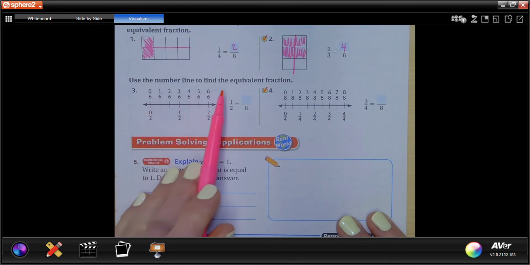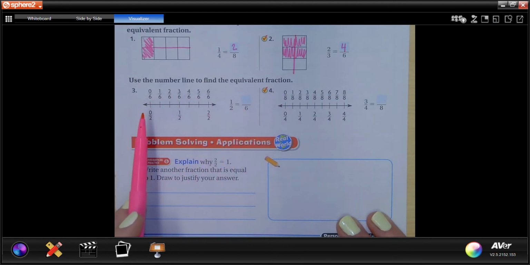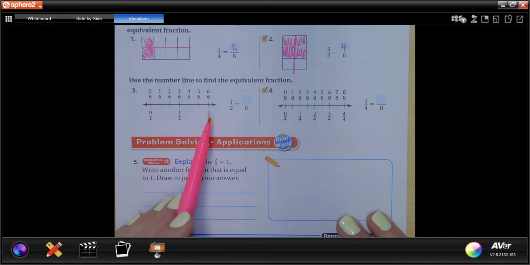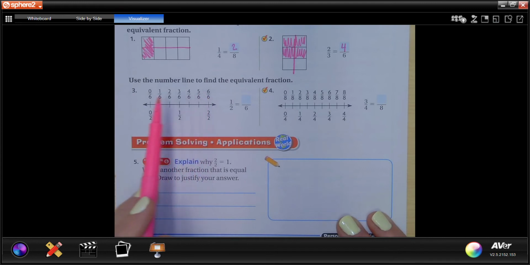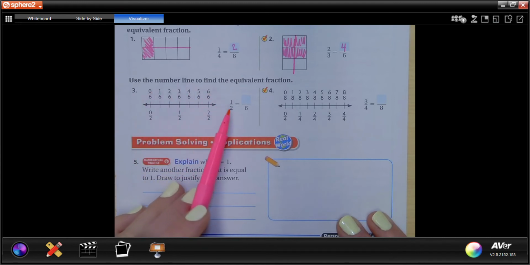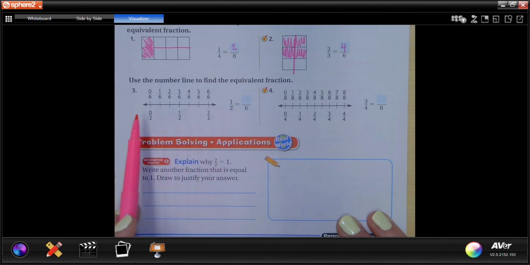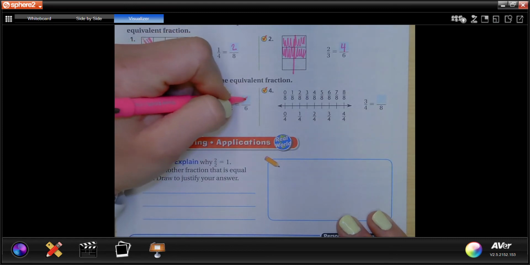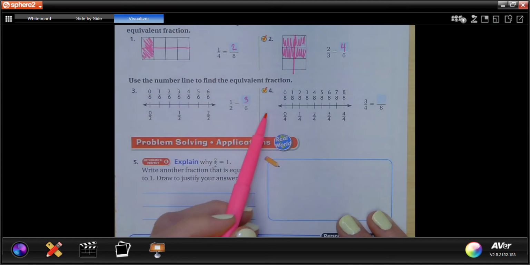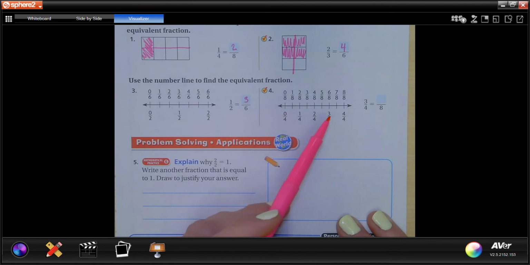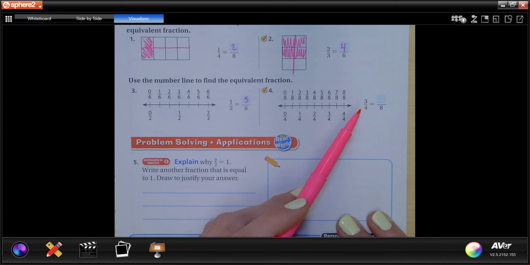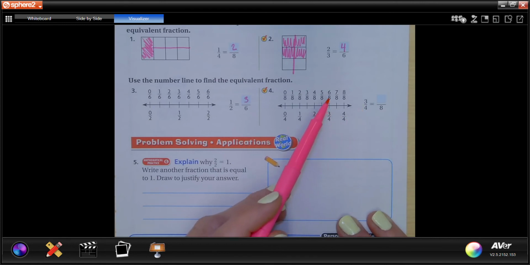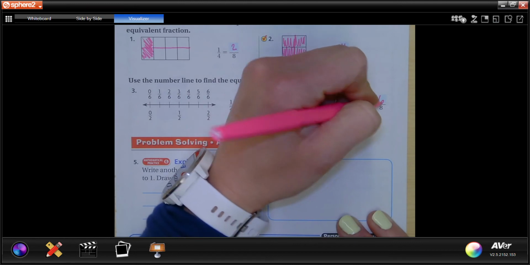Use the number line to find the equivalent fraction. Number 3. Well, if we have 0 halves, 1/2, 2 halves, then we're splitting it into sixths at the top, so we have 0/6 all the way to 6/6. They want to know what's equivalent to 1/2. Well, our 1/2 is here. Right above is 3/6. So 1/2 is equivalent to 3/6. Number 4, we're using fourths on the bottom and eighths on the top. They would like to know what is equivalent to 3/4. 3/4 is equivalent to 6/8.